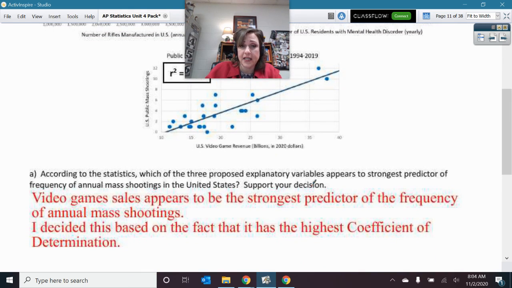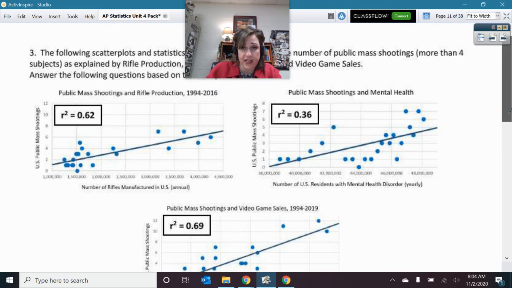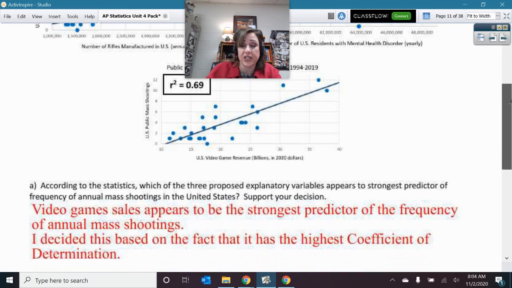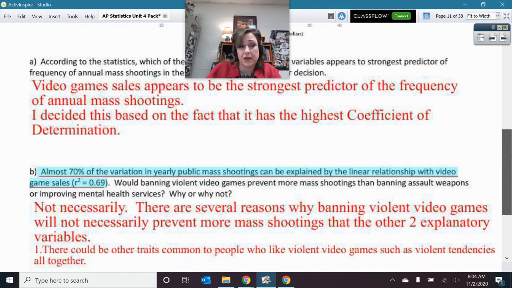This asked which of the three seems to be the strongest predictor of the frequency of annual mass shootings. Video game sales appears to be the strongest predictor. I decided this based on the fact that it has the highest coefficient of determination. Almost 70% of the variation in the number of mass shootings can be attributed to the variation in video game sales.